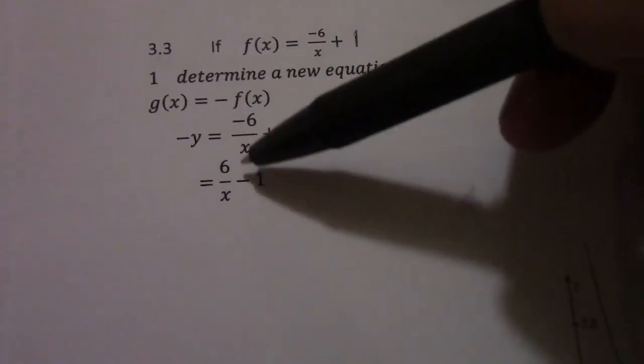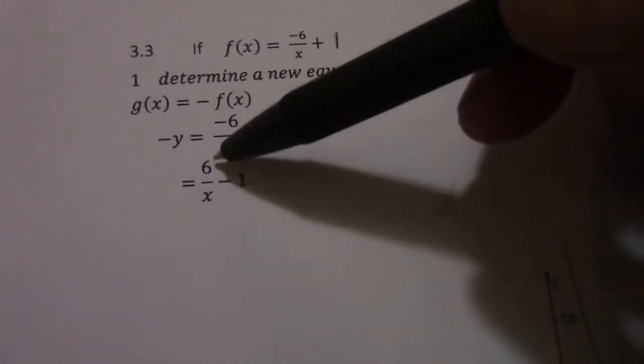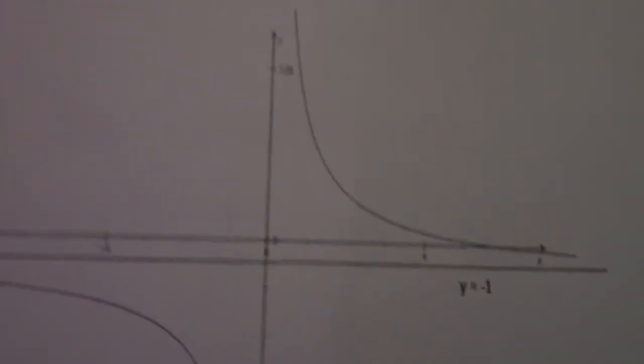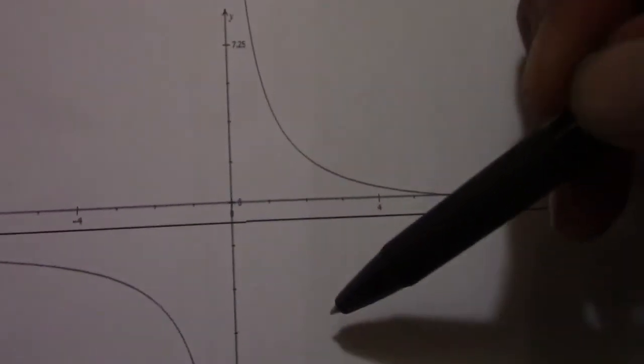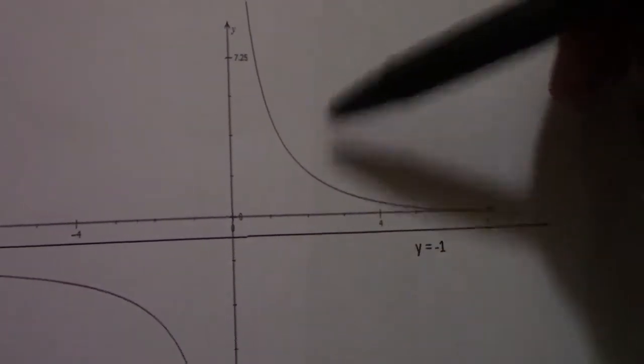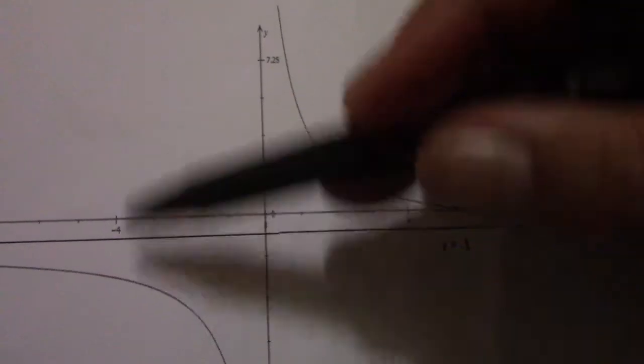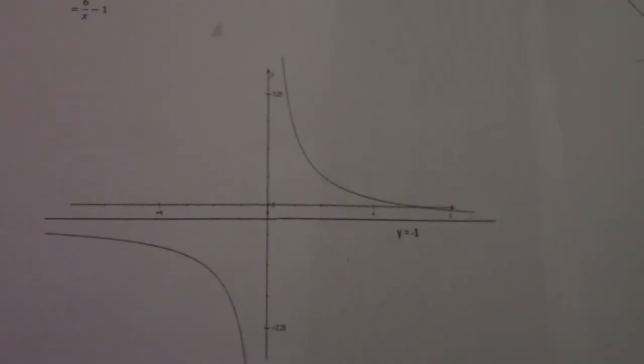Now when I multiply, negative 6 over x times negative becomes positive 6 over x, plus 1 becomes minus 1. And the reflection across the x-axis, my graph was negative. So initially it was in the second and the fourth quadrant. This graph got translated to there across the x-axis, and that graph got translated to there across the x-axis. Hope you understand.